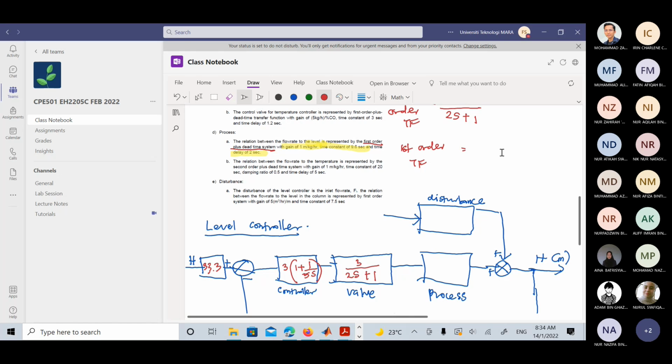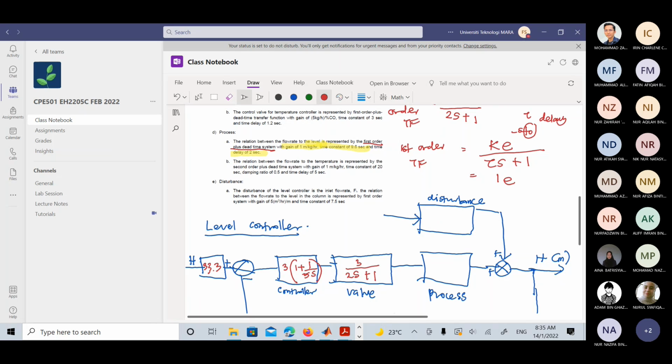equal to K e to the power of minus t naught s divided by tau s plus 1. Betul? Okay, so this is the general function for the first order reaction with time delay. Alright, so the gain is 1. T naught is referring to the time delay. Yes, time delay.